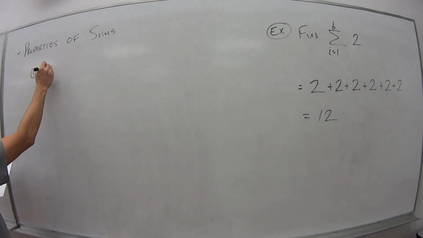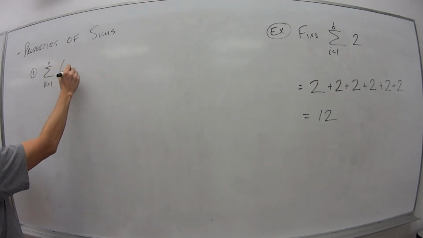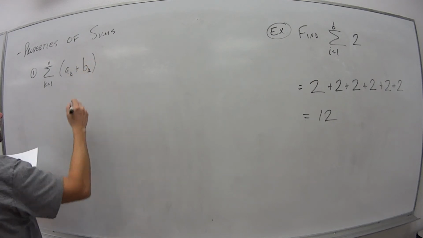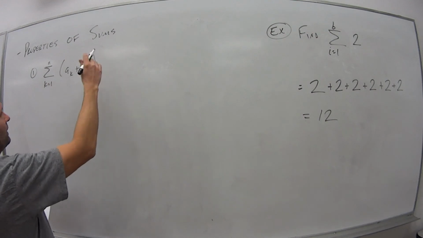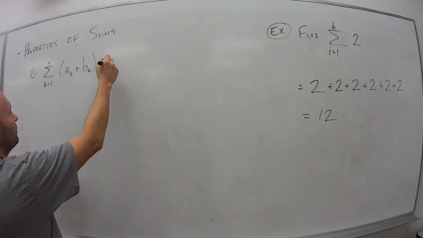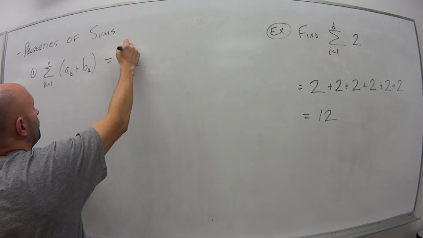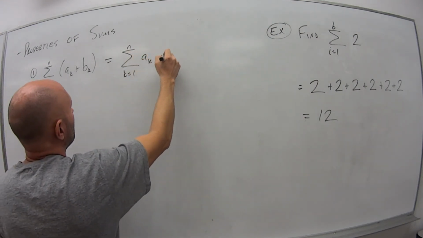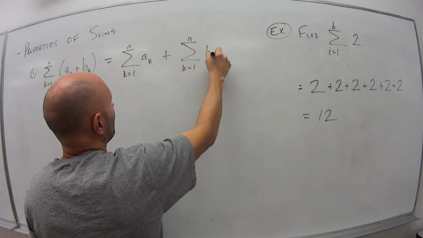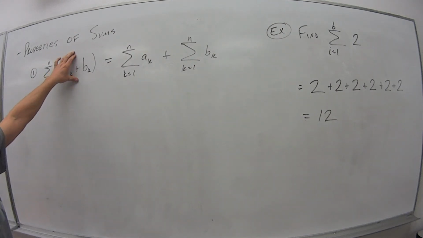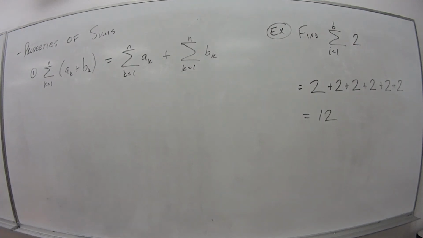The first is if we have k equals 1 to n, we have a_k plus b_k. Well, because this is addition, we can basically separate these. We can order the addition any way we want. So this is the same as k equals 1 to n of a_k plus k equals 1 to n of b_k. I could just add up all the a values, add up all the b values, and then add those two together. We'll get the same answer.